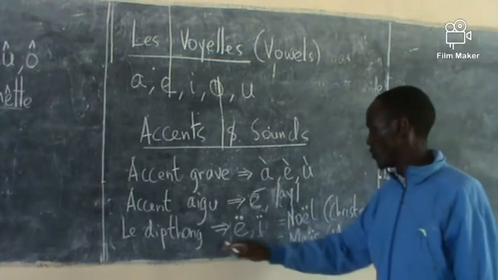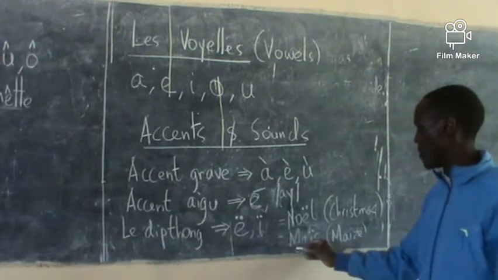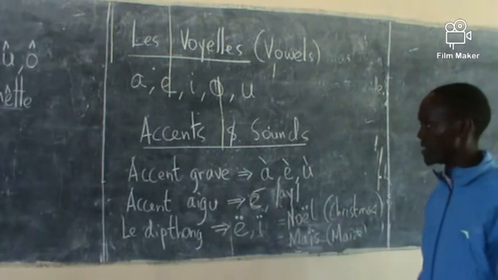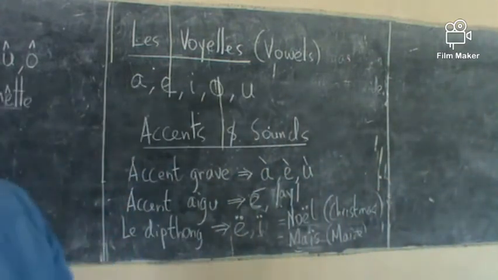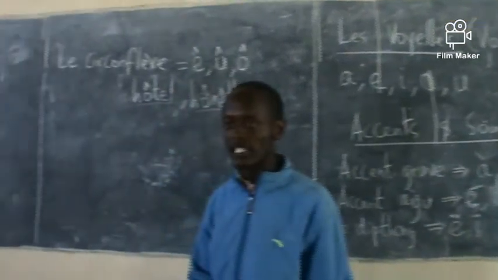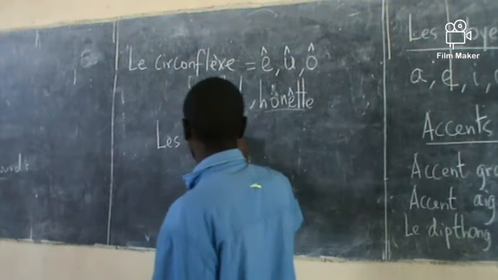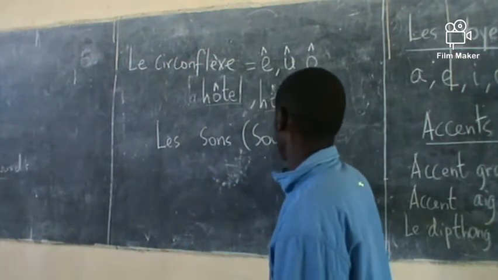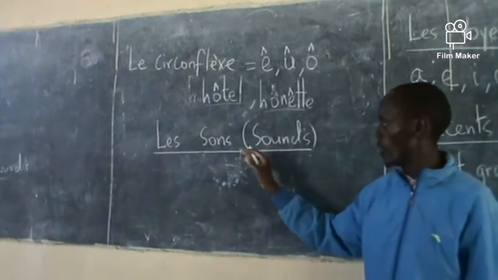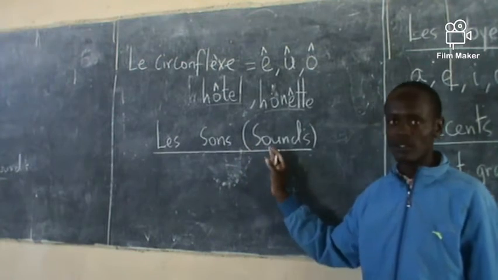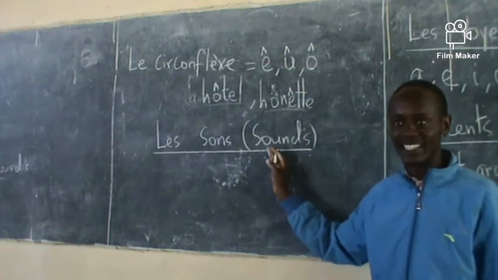Then we have le diphthong, as I say, it is a long form of these vowels, like in the case of Noël and maïs. Then finally, we shall look at sounds. In French, we call sounds les sons, which means sounds. And this is where the concept lies. If you have a good understanding of these sounds, it shall be very easy for you to read anything in French, even if you don't know the meaning.